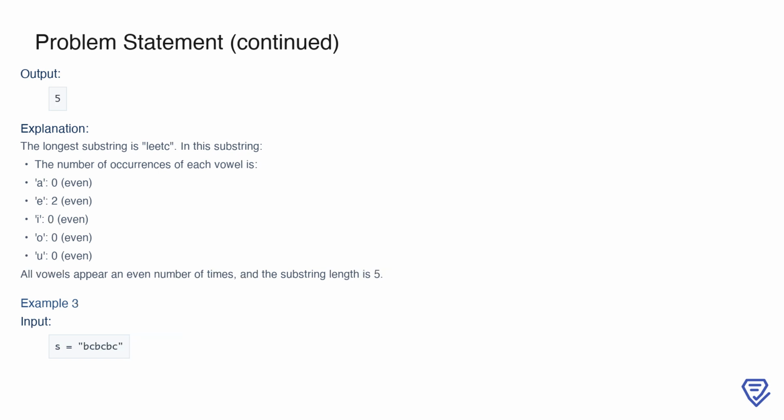In the second example, the input string is LeetCode, and the output is 5. Here, the longest substring that meets the condition is leak. Checking the vowel counts for this substring, we find A appears 0 times, E appears 2 times, I appears 0 times, O appears 0 times, and U appears 0 times. Since all vowel counts are even, this substring is valid, and its length is 5, which is the answer.